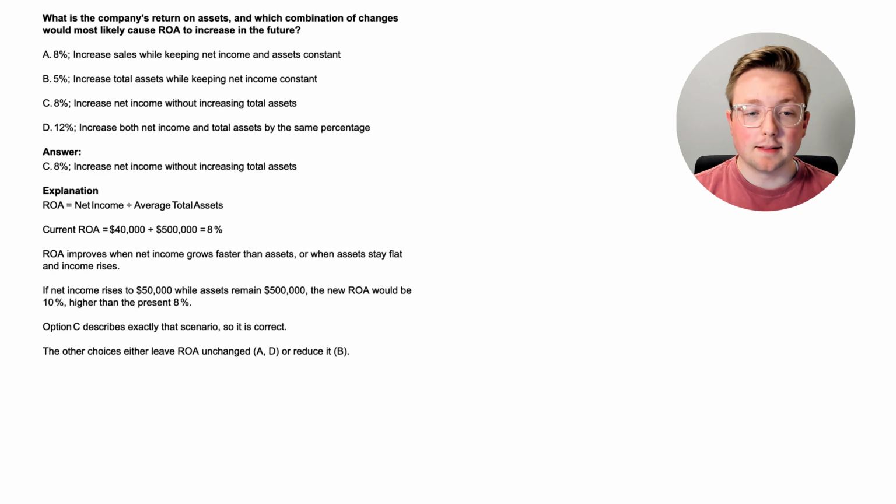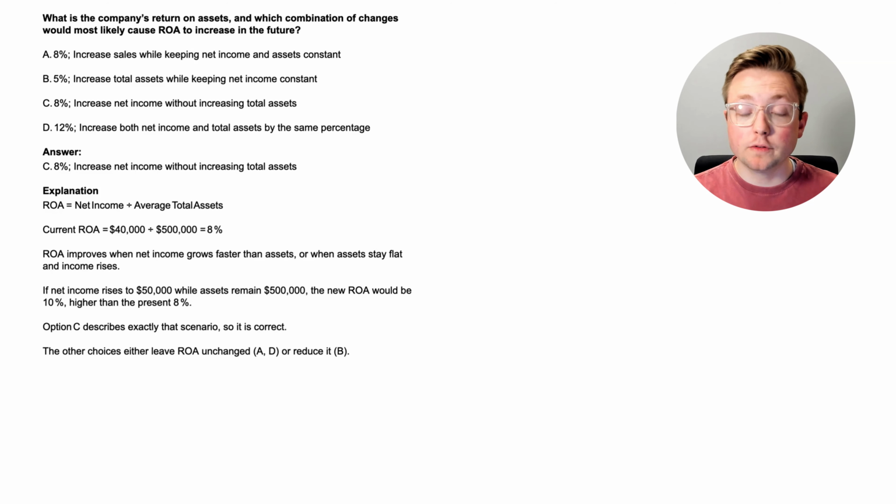All right, here we are at the answer. C, 8%, and ROA would go up if you increase net income without increasing total assets. So let's go through this explanation to make sure you understand what's going on here. ROA, or return on assets, is net income divided by average total assets. And so the current return on assets is $40,000 divided by $500,000, and that gives you 8%. So the current return on assets is 8%.